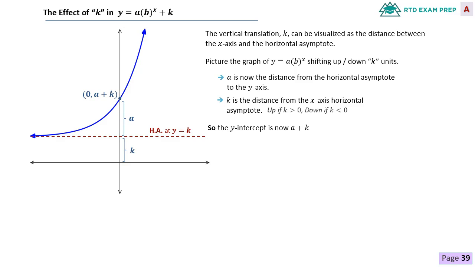Because our a value was representing our y-intercept before the vertical translation, we can think of the a value as being the distance from the horizontal asymptote to the y-intercept. In the example we've shown here, we have a positive a value, meaning the graph is rising from left to right, and is above the horizontal asymptote. So we would say that the horizontal asymptote is at a height of k, and that the y-intercept is at a height of a plus k.